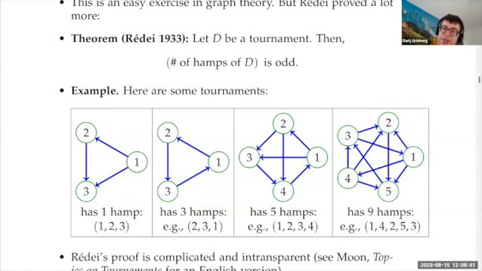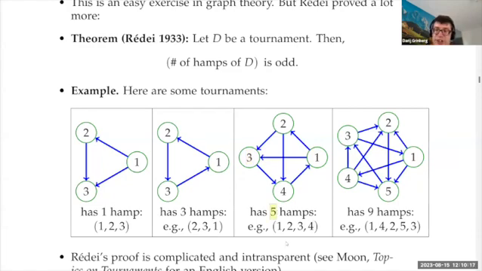This tournament, so you have a 4-cycle and 2 more arcs. This tournament has 5 HAMPs. The obvious one is 1, 2, 3, 4, and of course its cyclic rotations. Does anyone see another? Redei says that the number is odd, so there has to be another. 2, 4, 1, 3. Yes. And I think that's it.